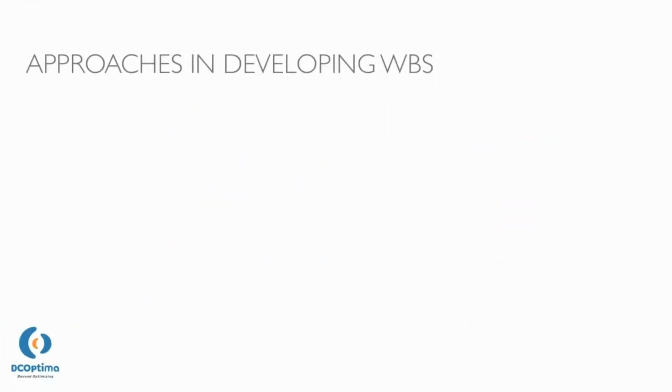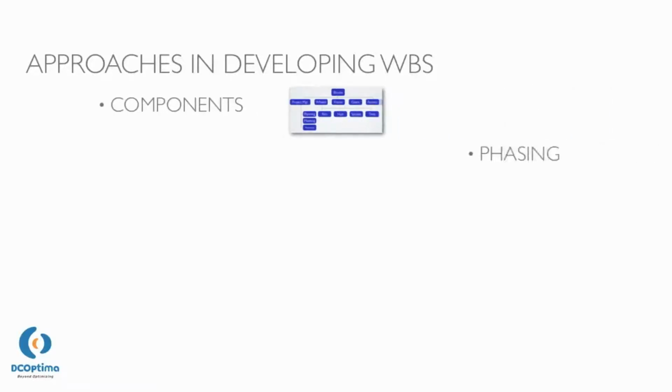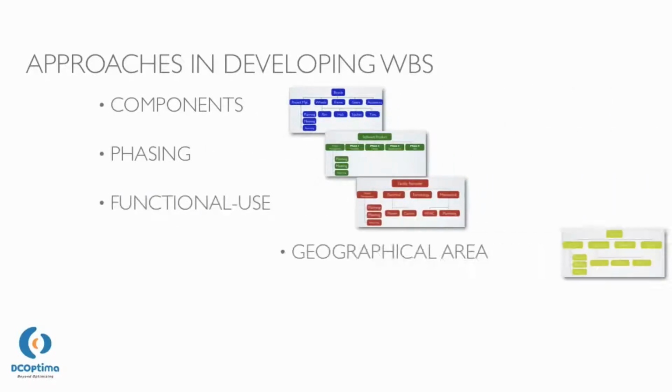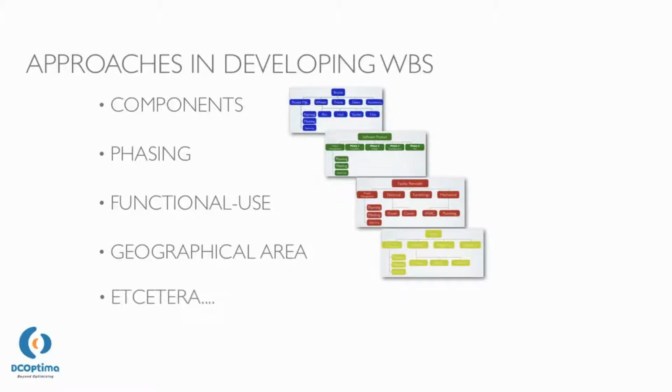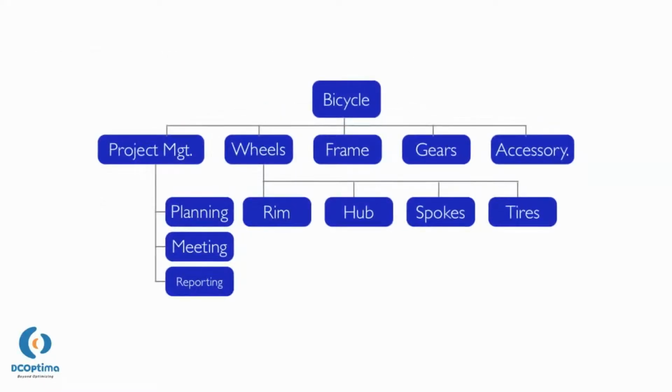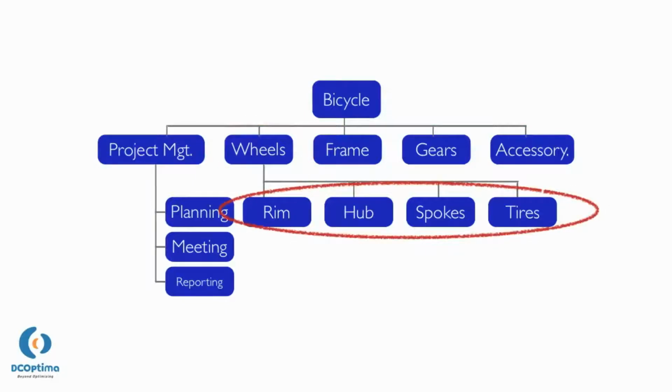There are many approaches in developing a WBS: component, phasing, functional use, geographical area, and many others. The component approach is considered the best approach for physical output projects, such as airplane, construction, and others. Basically, this approach is based on the product breakdown structure. We see here a WBS for building a bicycle. A bicycle consists of several major parts: wheels, frame, gears, and accessories. We focus on one major part: wheels.